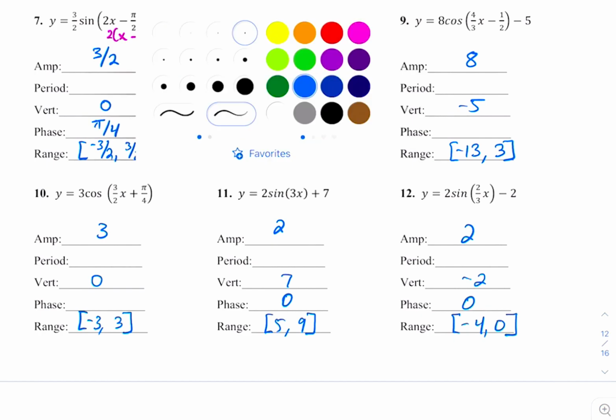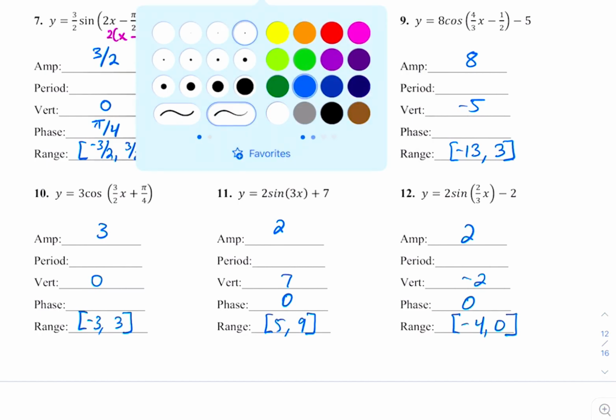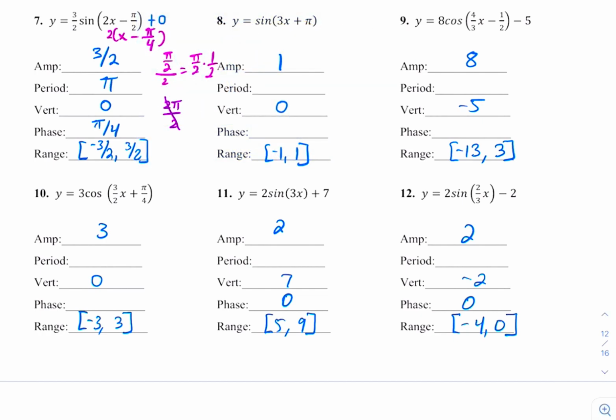And then to find the period, we are taking 2 pi divided by our b value, so that's this 2. So that means that my 2's cancel, and I'm left with pi for the period for that first one.